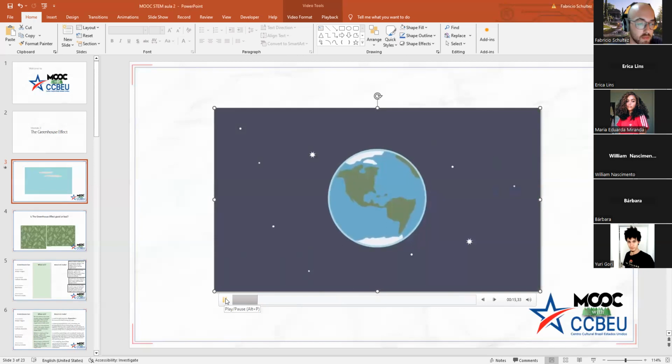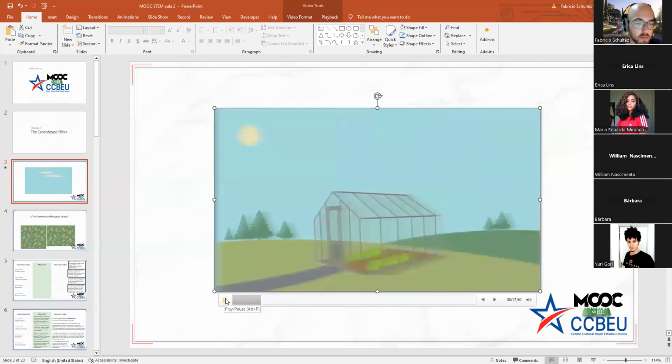Why is Earth so special? Well, one reason is the greenhouse effect. A greenhouse is a building with glass walls and a glass roof. The clear glass allows sunlight to shine into the greenhouse while also trapping the sun's heat inside.